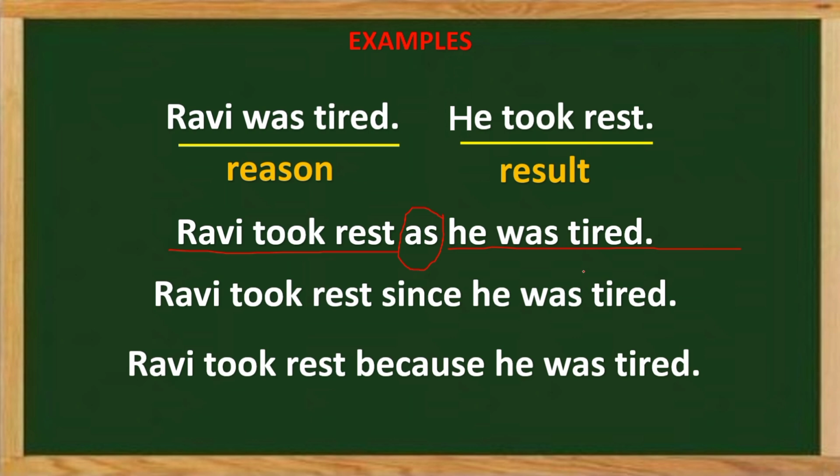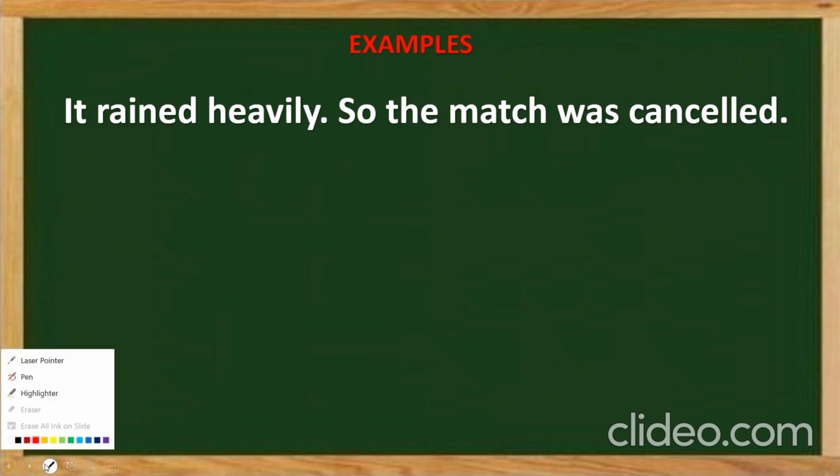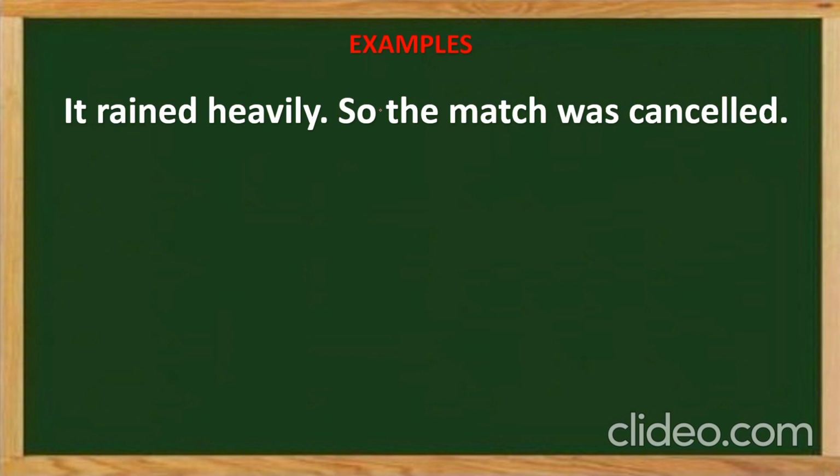So let us see one more example. Let us see this example now. And there is one difference between this sentence and the previous one. Here we have an extra word, so. This is an extra word. It rained heavily, so the match was cancelled.